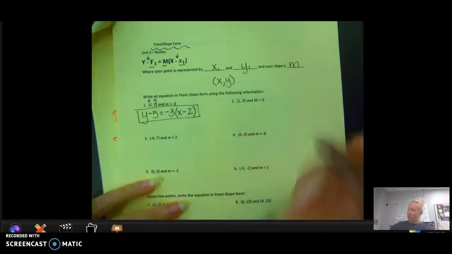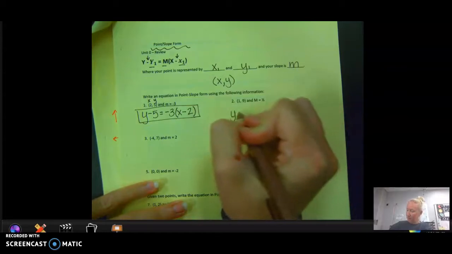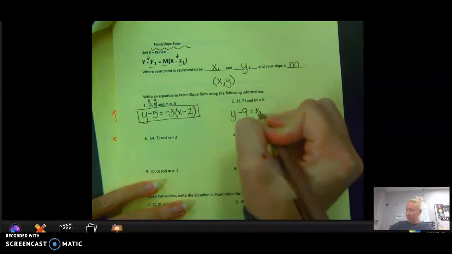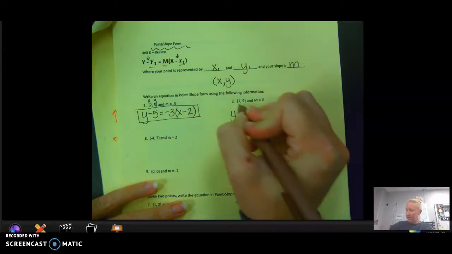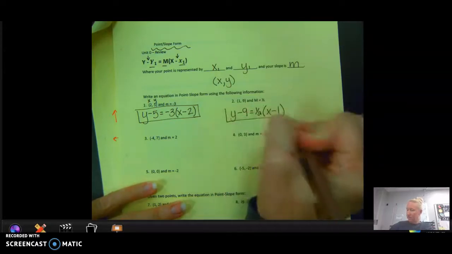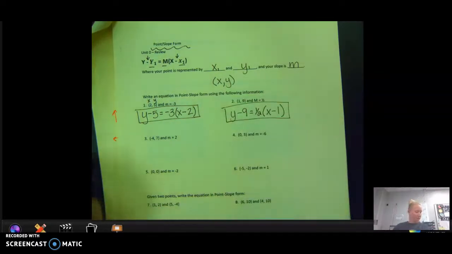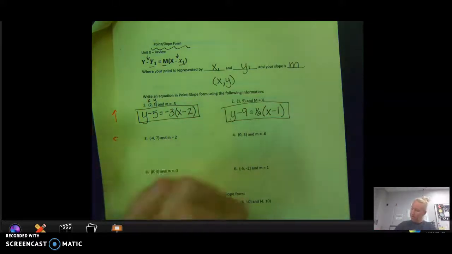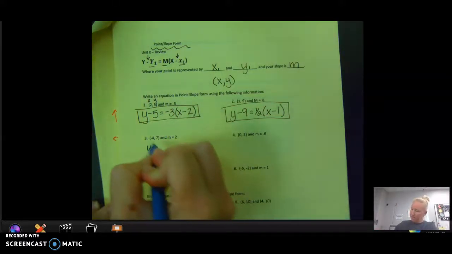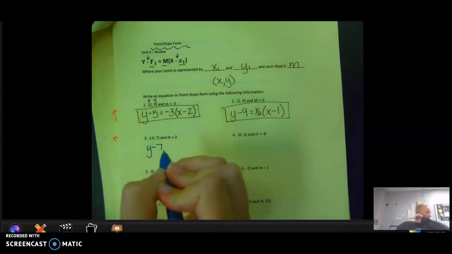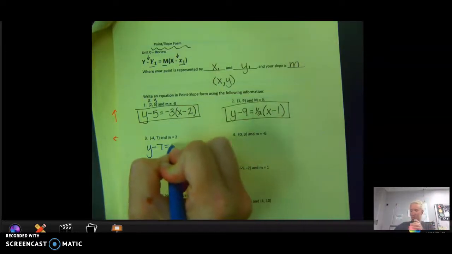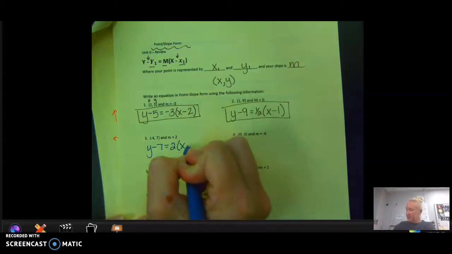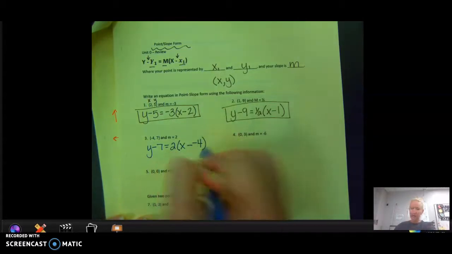Okay, I'm going to try number 2. Same thing, y minus my y value of 9 equals my slope, 1/2 parentheses x minus my x value of 1 here. Okay. Next one, y minus my y value, excuse me, of 7 equals slope 2 parentheses x minus my x value of negative 4.